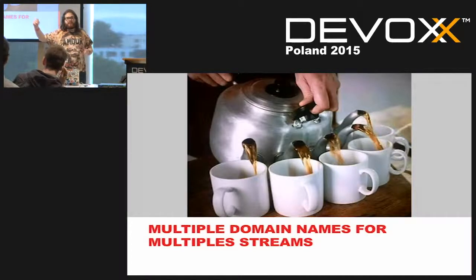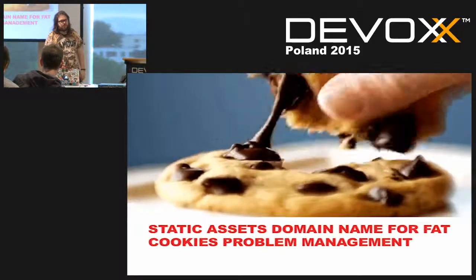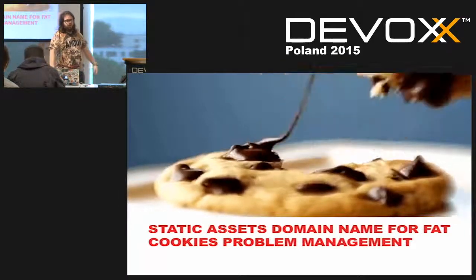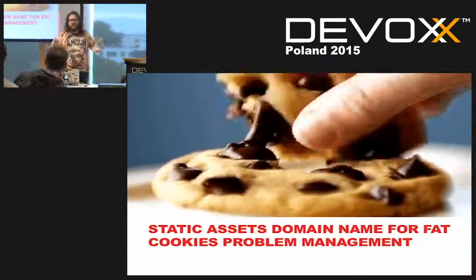Yeah, this is the point. We need to open more connections to the server because HTTP pipelining retains the information. And there is another thing, cookies. Like huge fat cookies with a lot of data inside them.